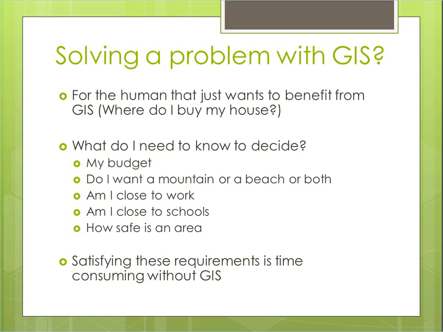So let's get to solving a basic problem with GIS. Just an example. So let's say you want to buy a house. So you want to know a few things before you decide to buy this house. You have a specific budget in mind. Do you want to live close to a mountain, a beach, or do you want to live close to both? Is it close to my work? Is it close to schools for kids I might have? And finally, how safe is this area? Now, to get all of these things right, it is no easy task. But as I'll show you in a moment, GIS can help this process along.